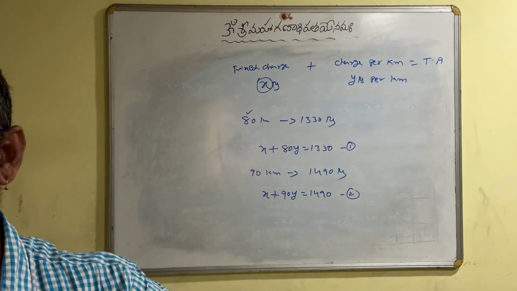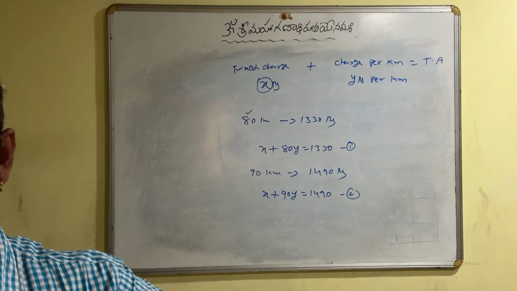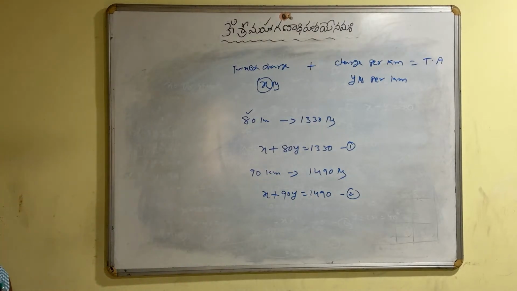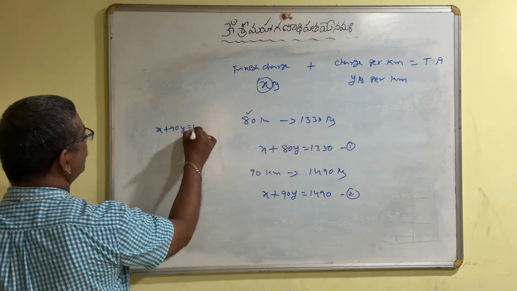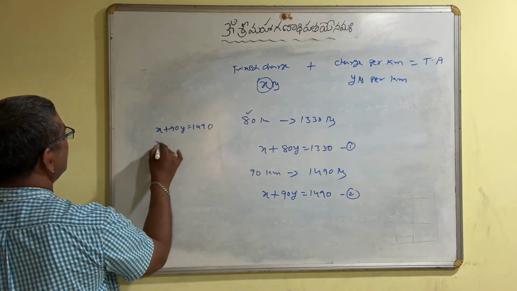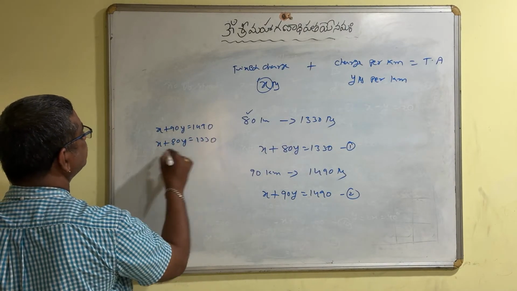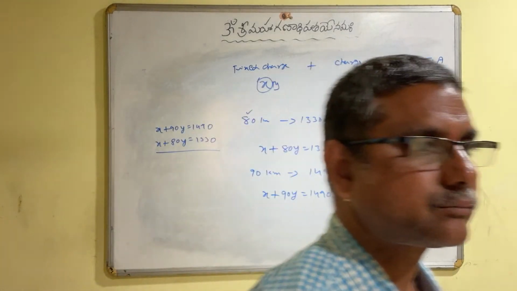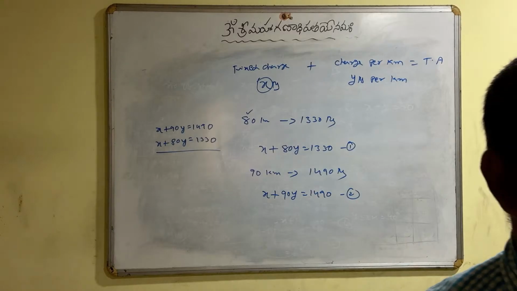Now you got two equations, children. Kindly solve the problem. Find out the fixed charge and charge per kilometer. Fast. Use elimination method. x plus 90y is 1490. x plus 80y is 1330. Elimination method. What is the fixed charge and what is the charge per kilometer?